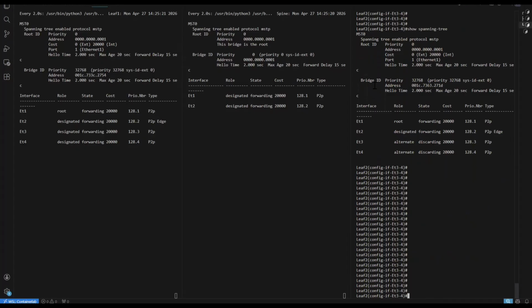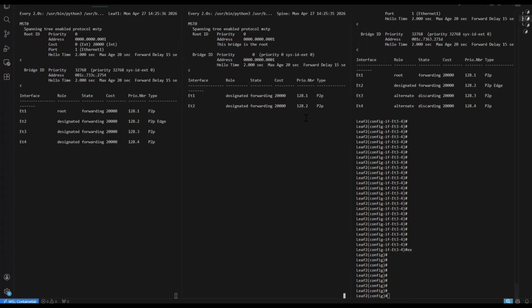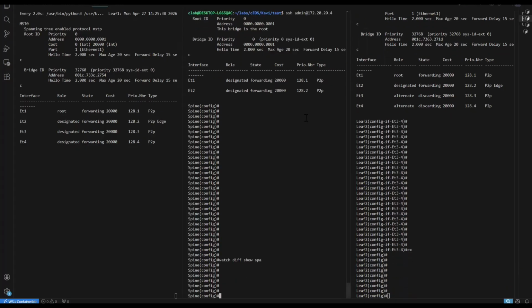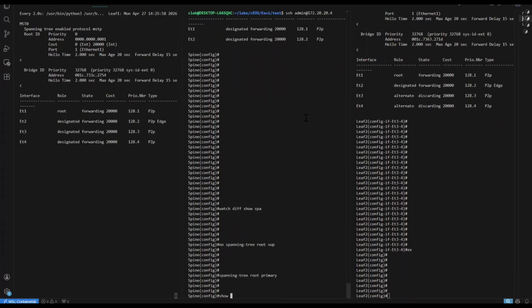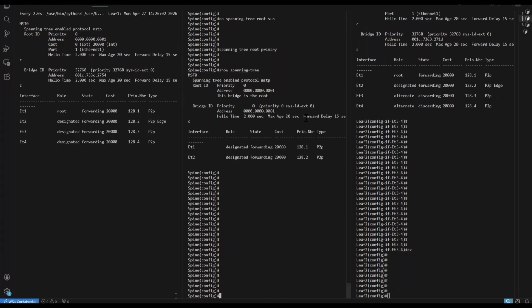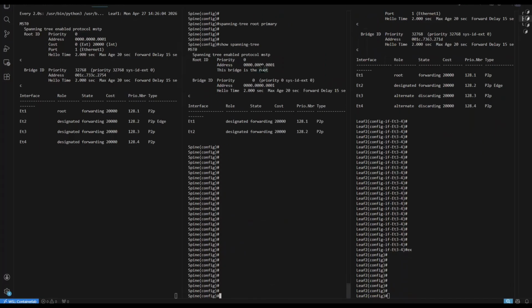So the next use case, I'm going to configure root guard. Right now, let me go to the spine. On the spine, let me remove the spanning tree root, the super one. I removed it here. Now I'm going to configure spanning tree root as primary. So spanning tree. Okay, still the spine is the root.